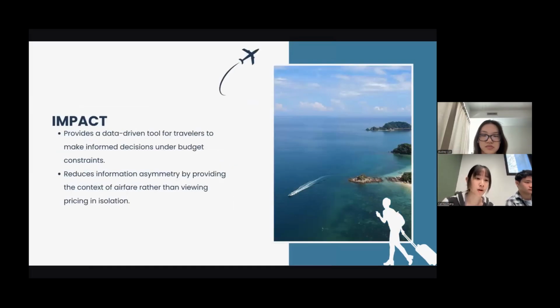From our website, we provide a data-driven tool for travelers to make more informed decisions within their budget constraints. We also reduce information asymmetry by providing the context of how the price changes.